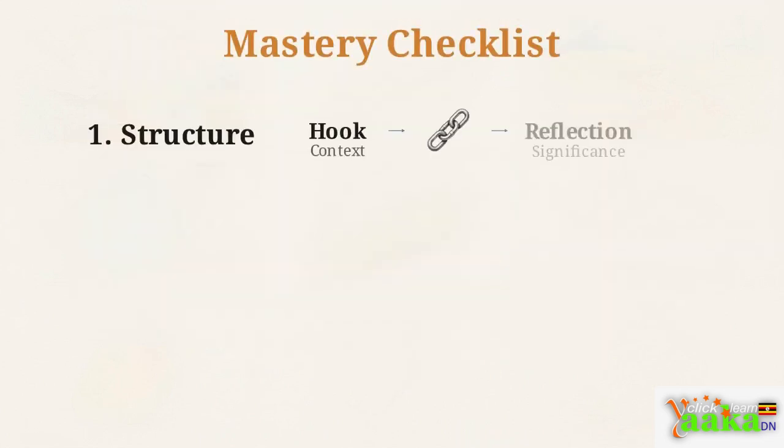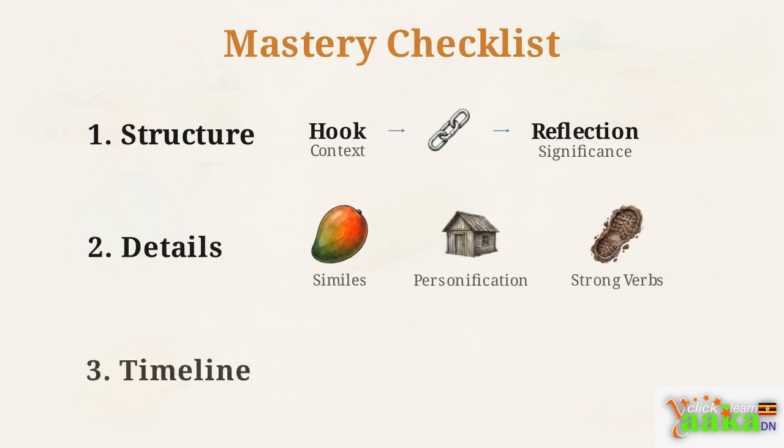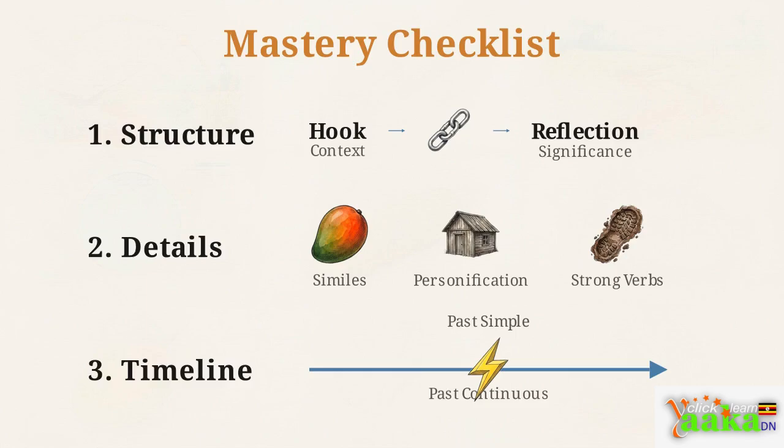Use this checklist for your next draft. 1. Map the story using the narrative arc. 2. Apply descriptive techniques. 3. Apply the rules of tense usage to keep the timeline logical.